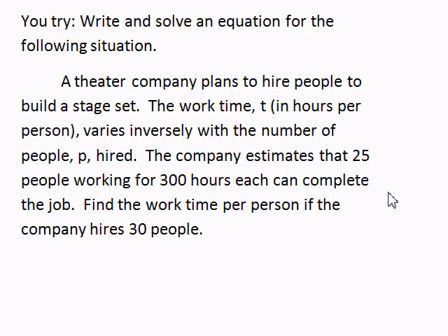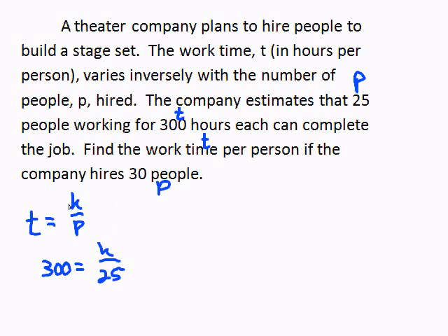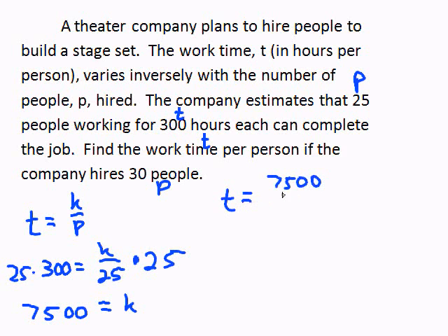Here's a problem for you to try on your own. Please press pause, work the example out, and press play when you're ready to see the answer. I went ahead and got you started using the general form of the equation. In this example, I couldn't use x and y because the problem told me to use t and p. So the total time is equal to some constant over the number of people. Since the time was 300 hours and the people was 25, we can solve for k by multiplying both sides by 25. 25 times 300 is 7,500 is equal to k. So our general form of the equation then will be t is equal to 7,500 over p.